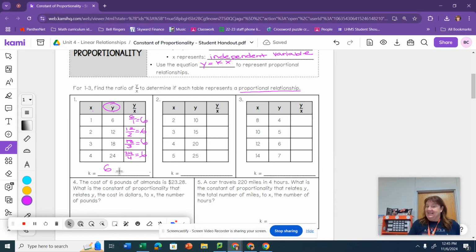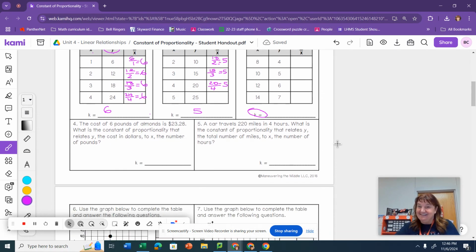So let's do number 2. It would be 10 over 2, which is 5, right? And then we have 15 over 3, which is 5. And we have 20 over 4, which is 5. I should put an equal sign there. So our constant of proportionality is 5. I want you to find the constant of proportionality for number 3.